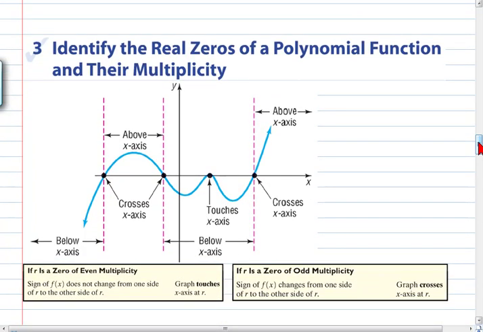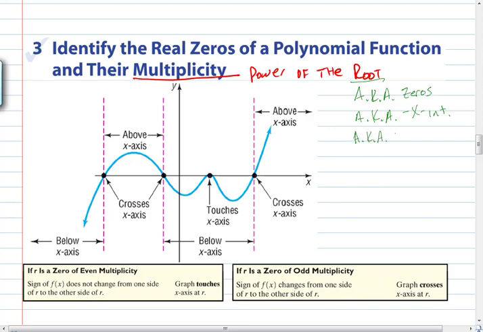The next thing we want to do is be able to identify the real zeros of a polynomial function along with their multiplicity. The multiplicity basically is just going to be the power on the root. Root is also known as zeros. It's also known as x-intercepts. It's also known as factors.